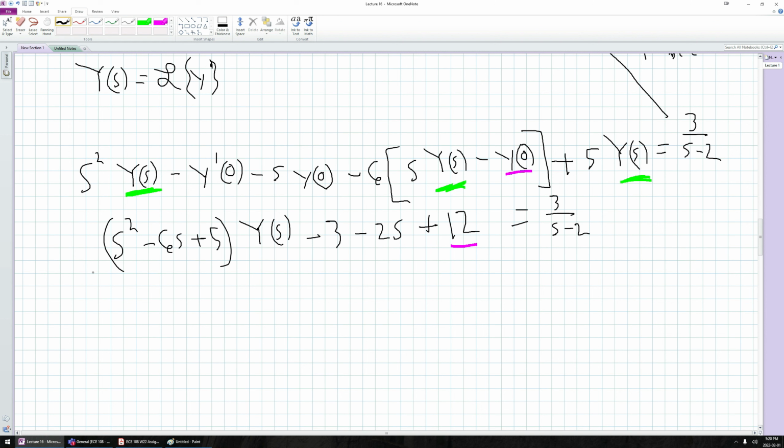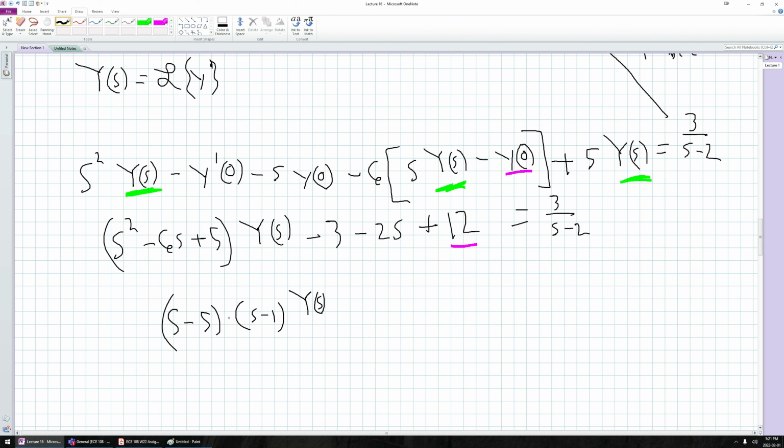Ultimately I'm going to add or subtract all of this stuff to get it to the other side, and then I want to divide by this. For partial fractions, it's useful if I have everything factored out. So I'm going to factor this term. I could rewrite this as s minus 5 times s minus 1. In toy homework problems, these will easily factor, but in some real world questions, they might not.